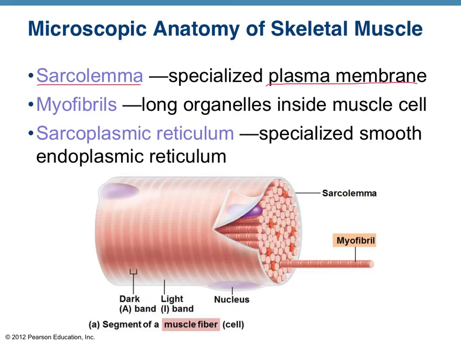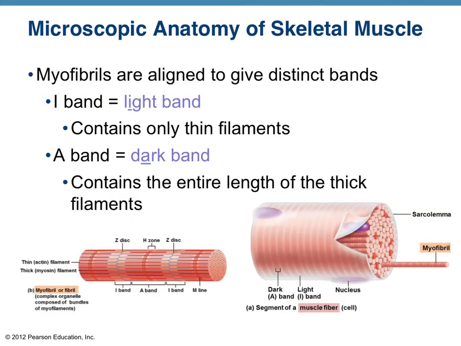And sarcoplasmic reticulum is specialized endoplasmic reticulum. We'll get to its function a little later, but these are important aspects of a muscle fiber. The myofibrils are aligned to give distinct bands. You can actually see these on a light microscope when you look at a slide of skeletal muscle. You have a light band and a dark band.